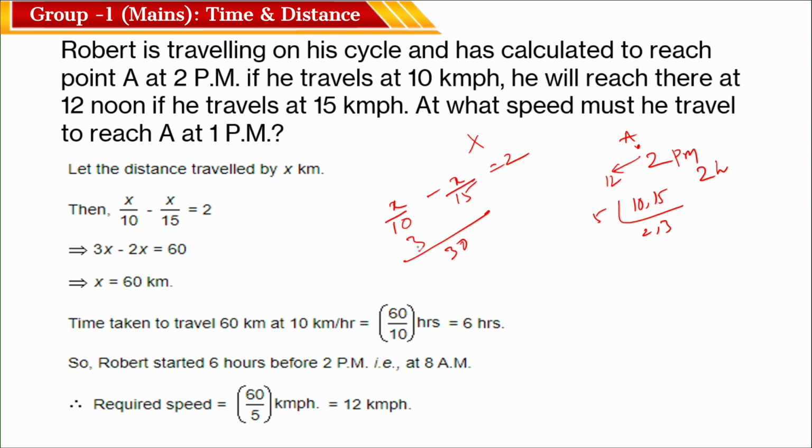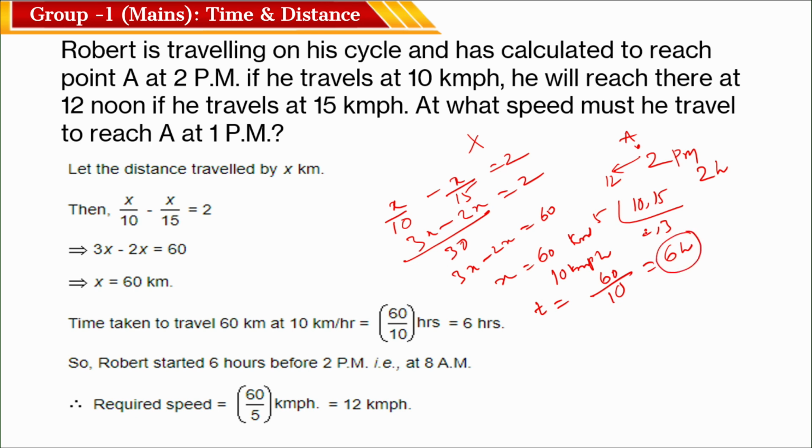3x minus 2x is equal to 60, or x is equal to 60. The distance is 60 kilometers. The time taken to travel 60 kilometers with the speed of 10 kilometers per hour means t is equal to 60 by 10, which is 6 hours.